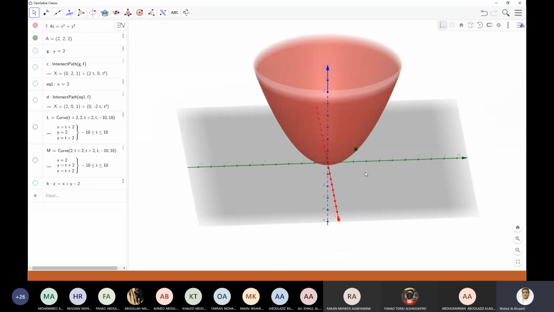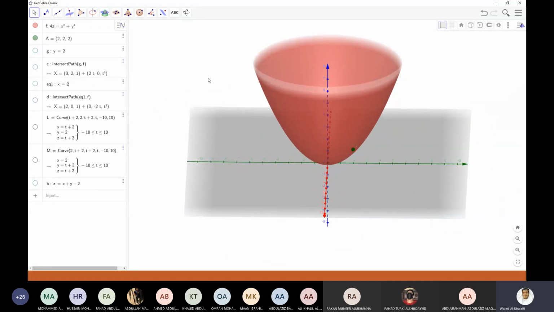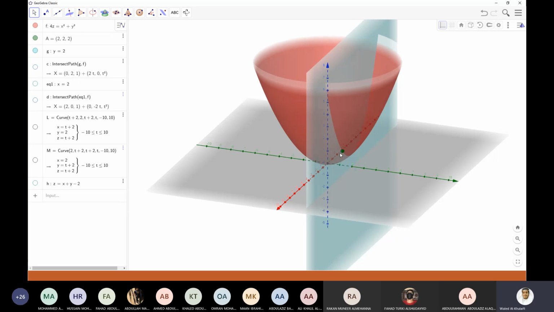Okay, fine. Now, this is the point (2, 2, 2). I want to draw a plane y equals 2. For this point, I'm taking the y coordinate and I'm going to draw the plane y equals 2.